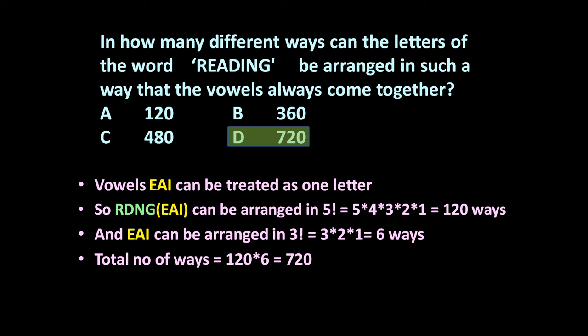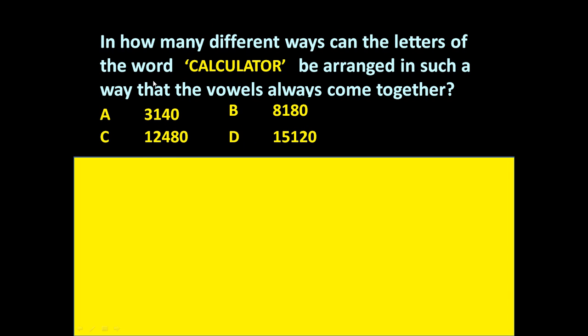Now if we slightly modify the problem one step further, let us find the solution for: in how many different ways can the letters of the word CALCULATOR be arranged in such a way that the vowels always come together. Same question, the only thing is that in place of reading we have chosen another word, calculator. In this word, C is double, L is double, A is double. So if such a type of problem is there, how to solve it?